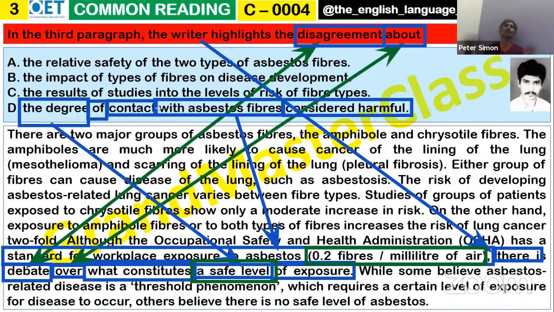Numbers may give you before and after, like the question we have taken before. This question is less or more, fewer than or higher than 0.2 fibers per milliliter. So less than is the safe zone, more than is the risky zone, the harmful zone, that is what is there. Which is harmful, that is what they are not agreeing.